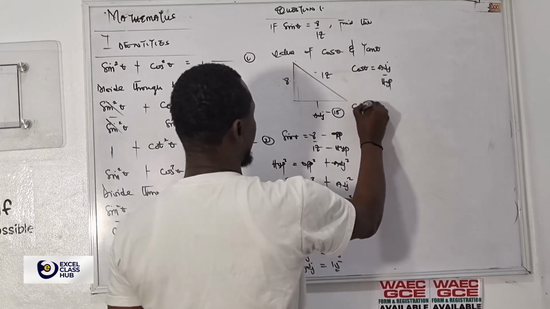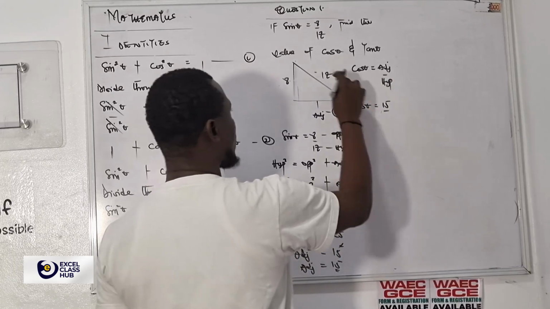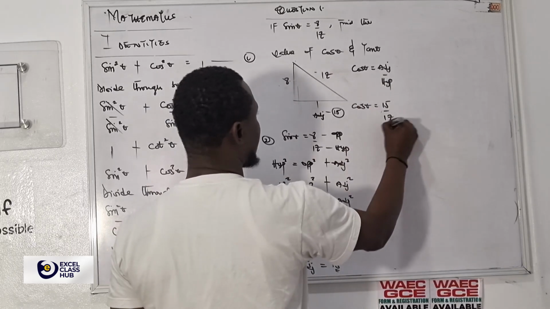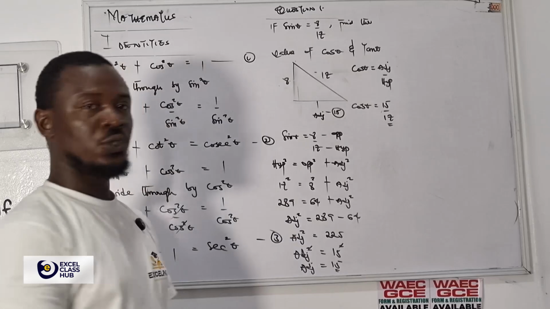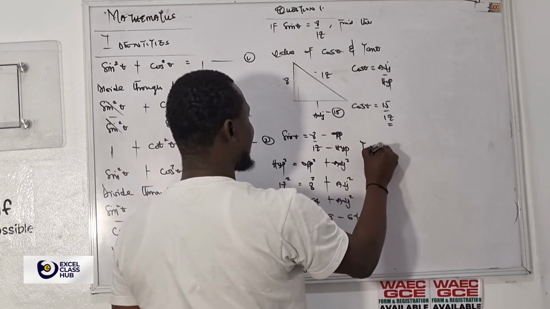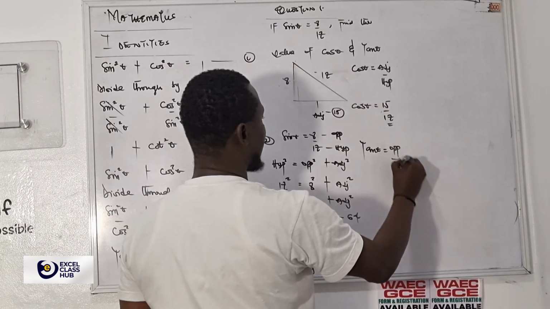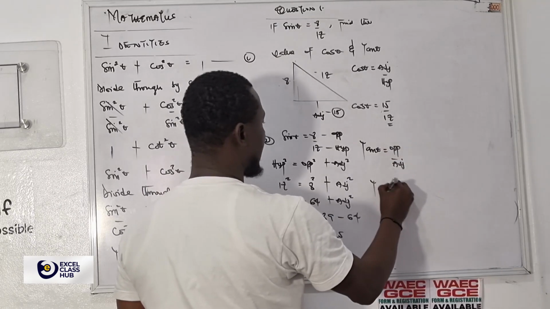So definitely, cos theta will now be, what's your adjacent now? 15. Over what's my hypotenuse now? 17. So that is the value for your cos theta. For you to get your tan theta, go ahead. Tan theta from your SOHCAHTOA is what? Opposite over what? Adjacent.